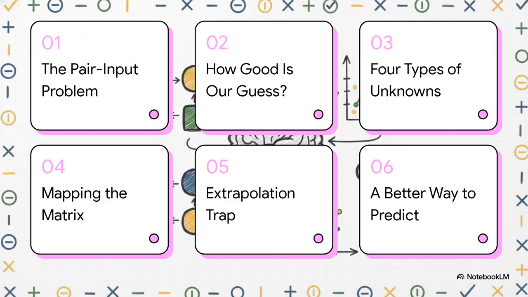All right, so here's our game plan for today. We're going to start by really getting a handle on the problem itself. Then, we'll figure out how we can even tell if our predictions are any good. And after that, this is the really cool part, we're going to uncover a huge insight. Not all those unknown green squares are the same. That's going to lead us right into a common and dangerous trap, and finally, show us a much, much better way to predict the future.